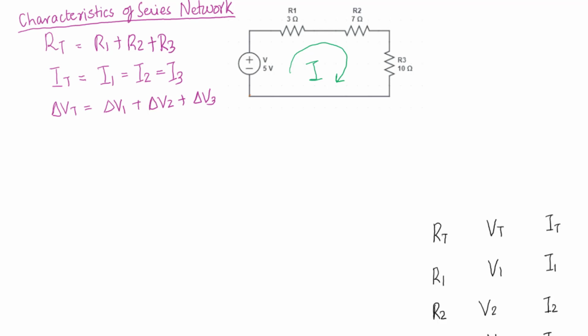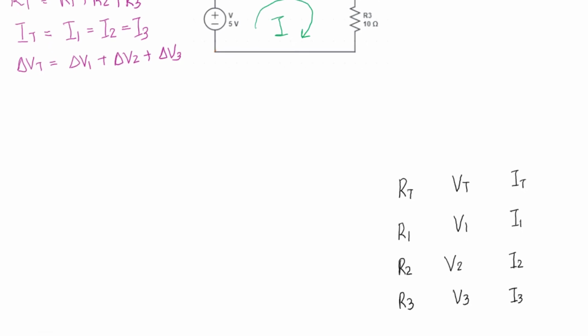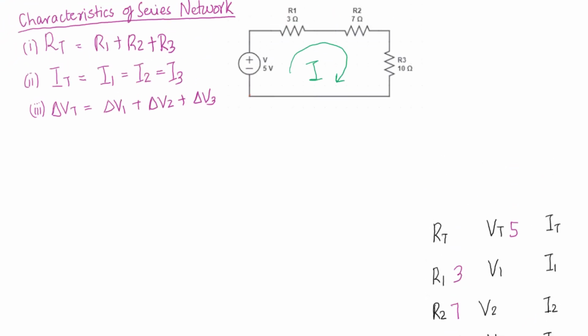In order to solve the network, we actually have to find all these parameters. So in our data, we have R1 is 3 ohms, R2 is 7 ohms, and R3 is 10 ohms. Then we have the total voltage, which is 5 volts. Okay, so we have to find the remaining parameters over here. The trick is that we have to solve for the totals first, and then we can find the rest of these very easily. Okay. So first we will calculate this total resistance.